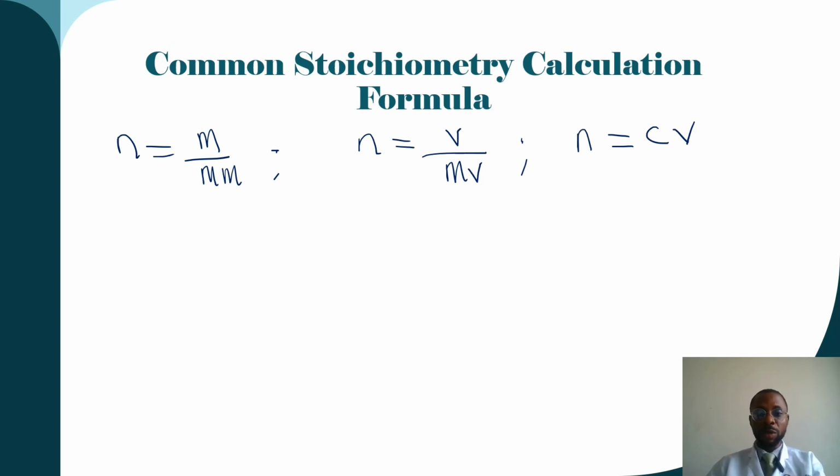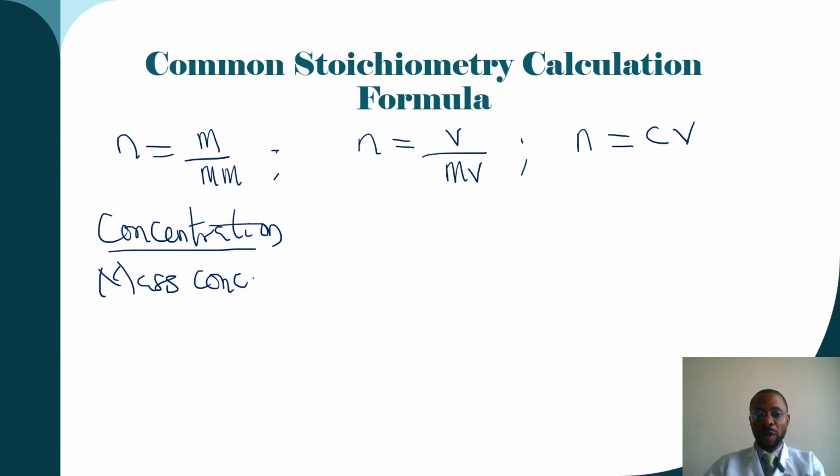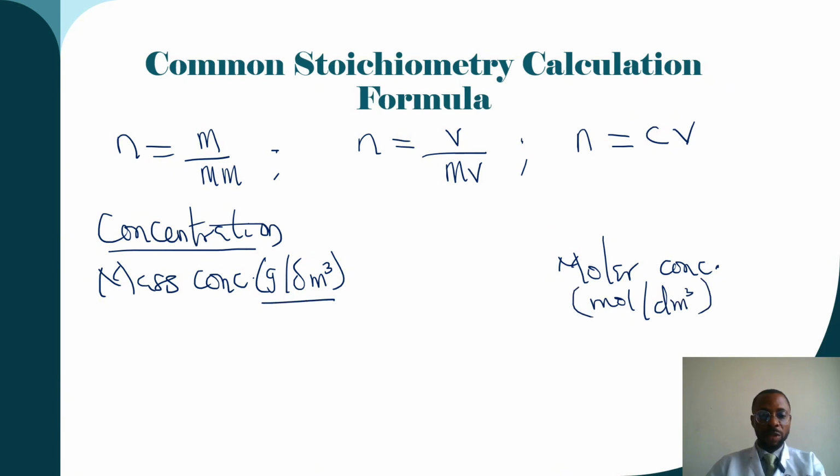Now another common expression that we use in calculation of stoichiometric questions is one that has to do with concentration. Of course, like earlier discussed, concentration can be one of two: mass concentration or molar concentration. For mass concentration, the unit is gram per dm cube, and for molar concentration it is mole per dm cube. So from the unit for mass concentration, gram per dm cube, our mass concentration equals gram over dm cube. What we measure in grams is mass, and dm cube is volume.